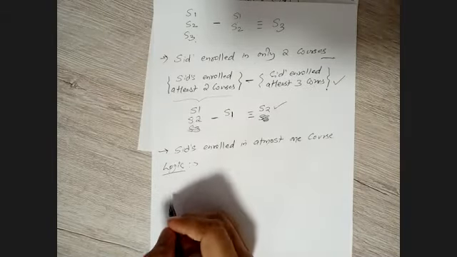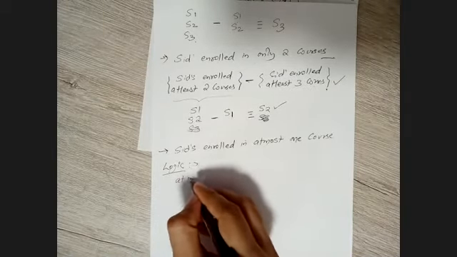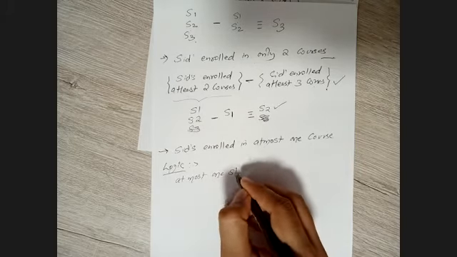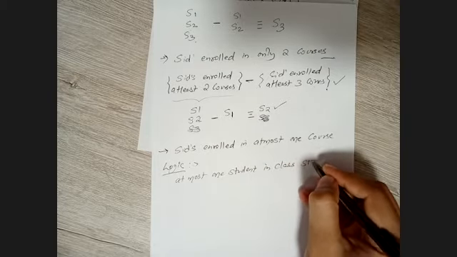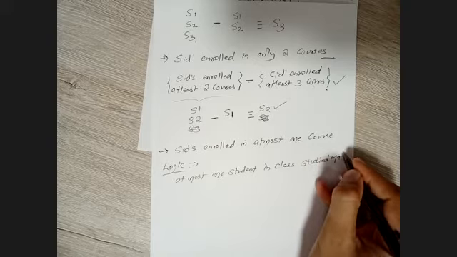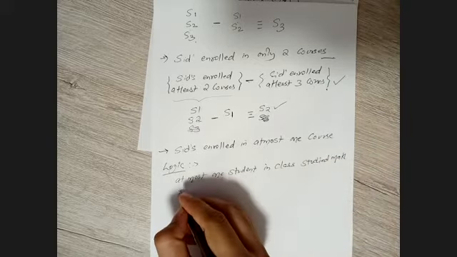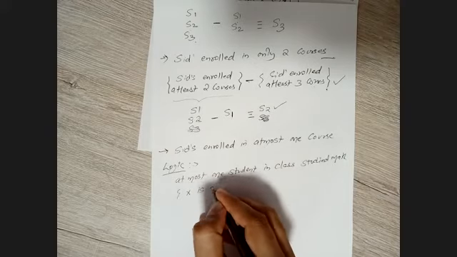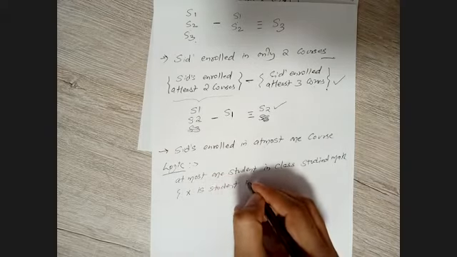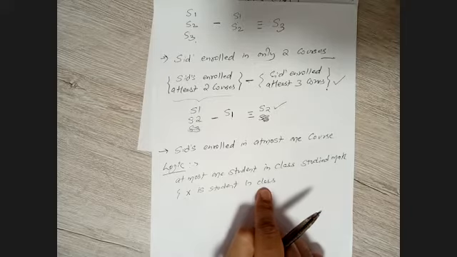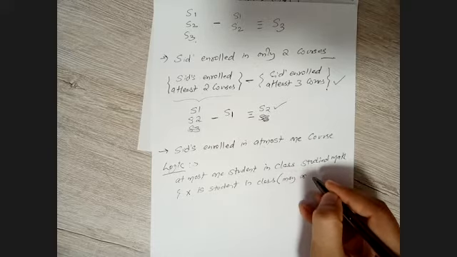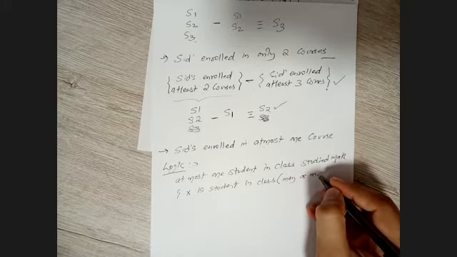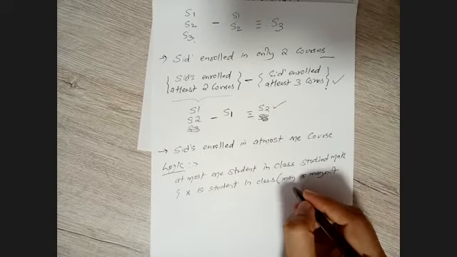Continuing the previous example, we need to find at most one student in class studied math, yes or no? So what we will do here is, let's say we find X is a student in the class. That's it. Understand why I'm just saying X is a student in the class here, because this student, if in the class, may or may not study math.